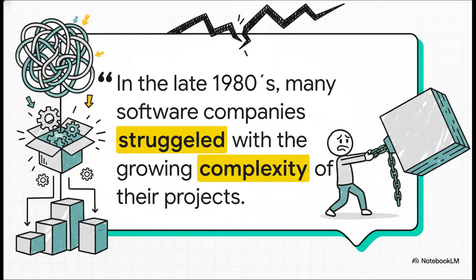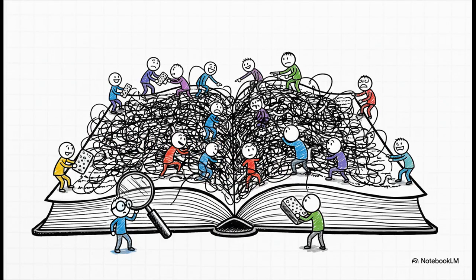To really get why OOP was such a game changer, we kind of have to travel back in time. As this quote points out, the software world was staring down a serious crisis. Projects were just getting bigger and more complicated, and the old ways of writing code just weren't cutting it anymore. I mean, just imagine trying to find and fix one tiny mistake in a book that's millions of pages long, written by a whole bunch of different people. It's a nightmare, right? That's exactly the kind of mess developers were dealing with.